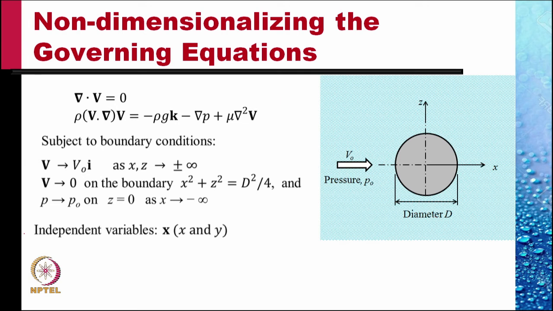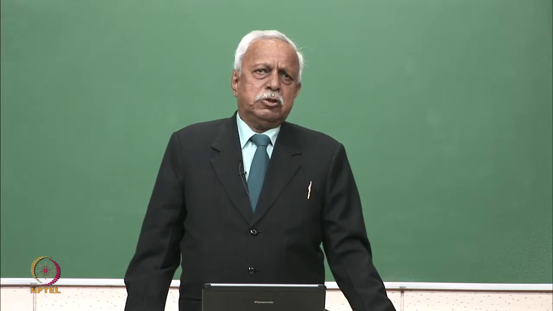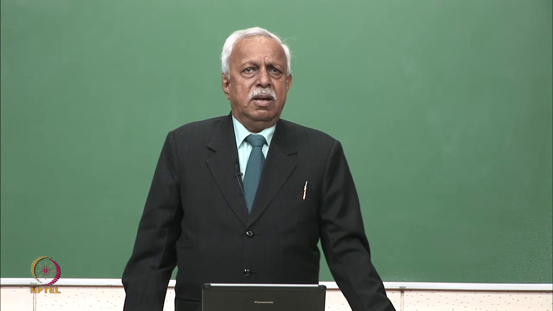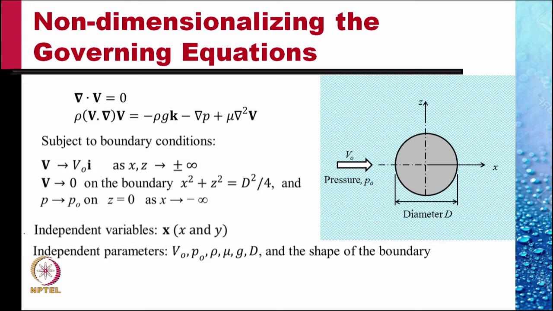Independent parameters include V naught, the velocity far upstream, P naught, the pressure far upstream, the density rho of the air, viscosity mu, g, the acceleration due to gravity which determines the body forces, and the geometry of the boundary. Here D represents the size of the body and shape of the boundary, which in this case is circular.